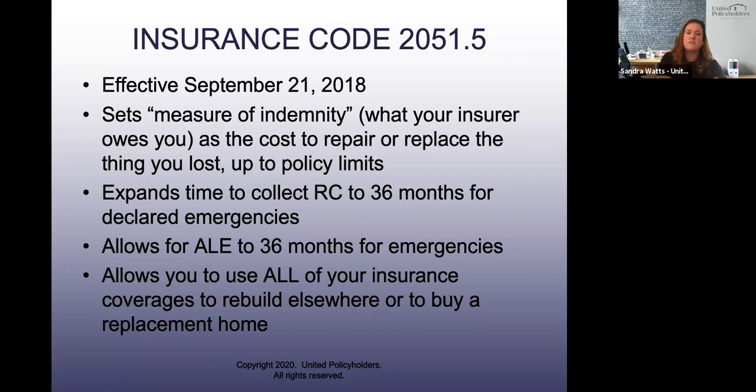There are different versions, but it sets out that the amount they owe you is the cost to repair or replace the things you lost, up to your policy limits. That is important because you want to reach that agreement in case you want to relocate. It expands the time to collect your replacement cost benefits to 36 months. It allows up to 36 months for ALE, and it lets you take all of your insurance coverages and either rebuild elsewhere or buy a replacement home. We'll be getting into all of this in more detail in further webinars.